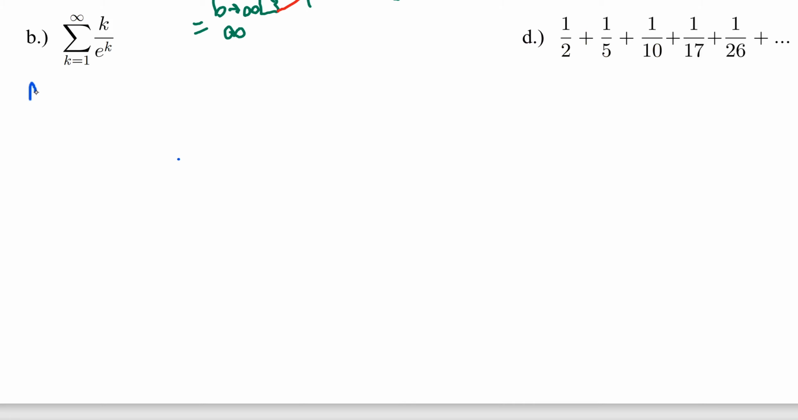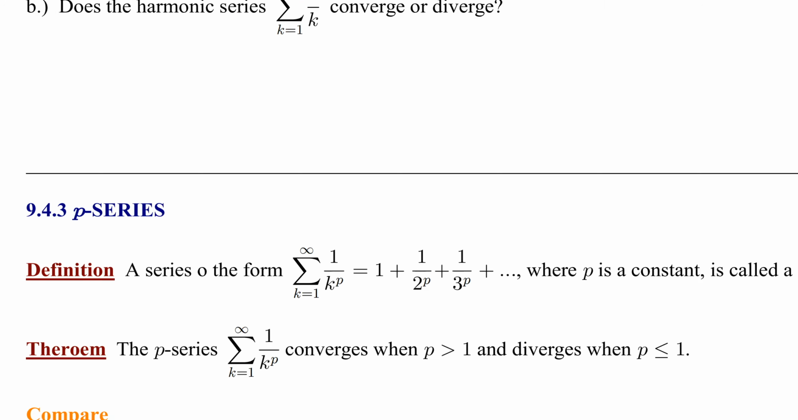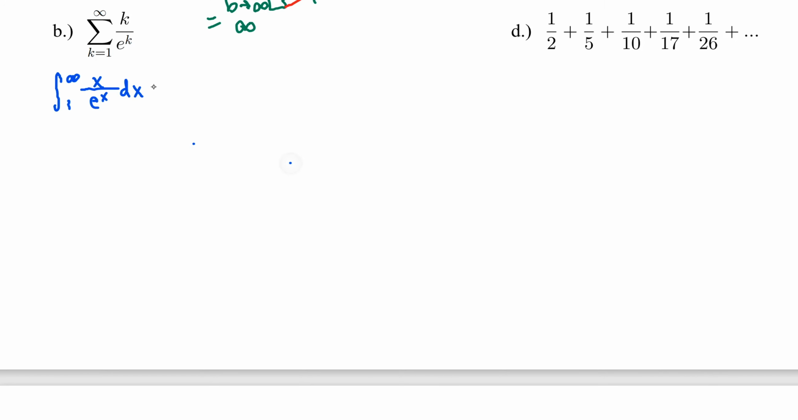We want to find the integral from 1 to infinity of x over e to the x dx. Again, I'm going from index k, which is discrete, to variable x, which is continuous. To evaluate this integral, we can begin by making it proper using our limit operator, and let's rewrite it as x e to the negative x dx. Then it will be clear that we need to use integration by parts.